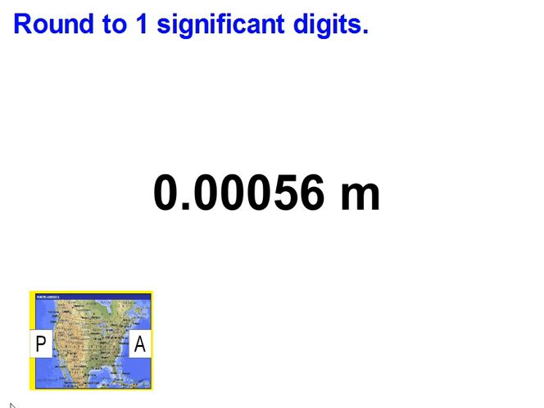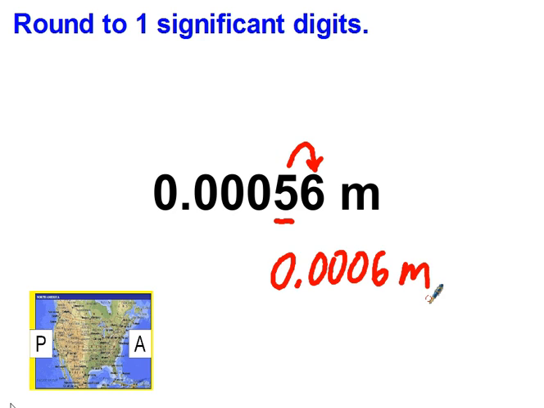We now have 2 significant figures as addressed earlier. We wanted 1, so we need to apply the conventional rules of rounding. 0.0006 meters. Checking, start from the Pacific or left-hand side, 1 significant figure present.